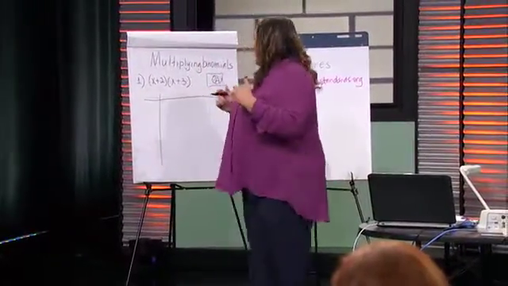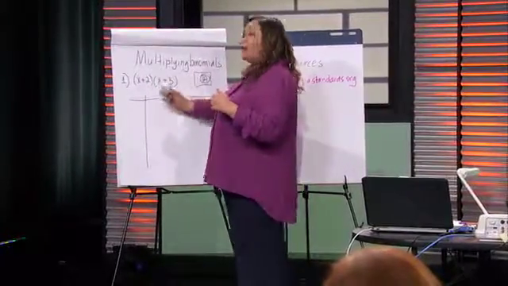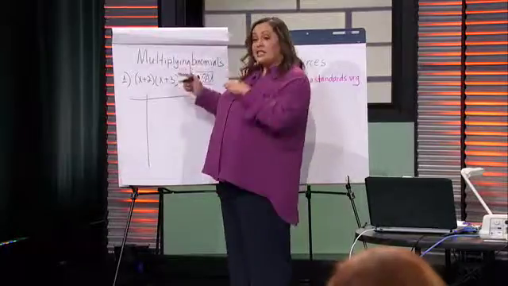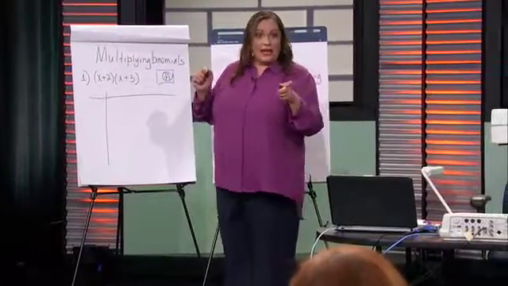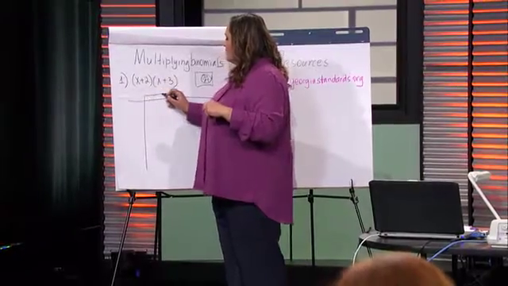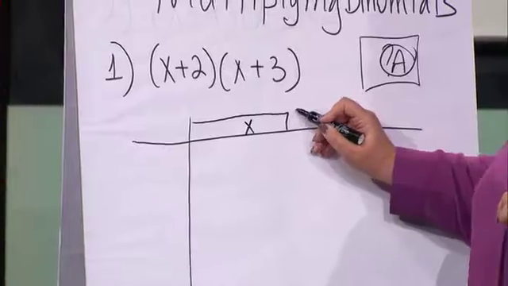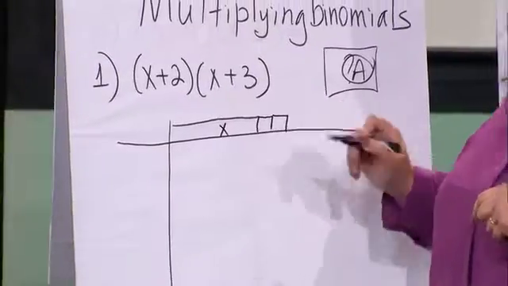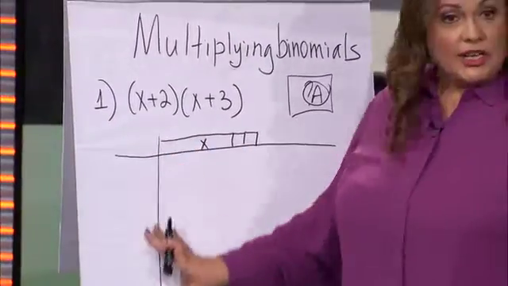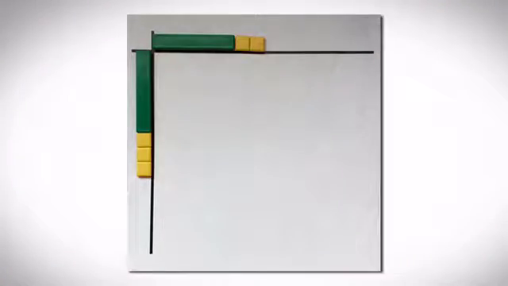So we need to ask our students first to outline this problem on the outside of the frame. This is when the dimensions come in handy, right? So how do we show x plus 2? We need one x, right? And how many ones? 2. Now on the other side, we're going to show x and how many ones? 3.